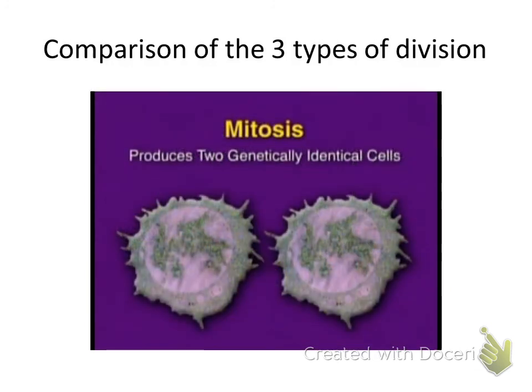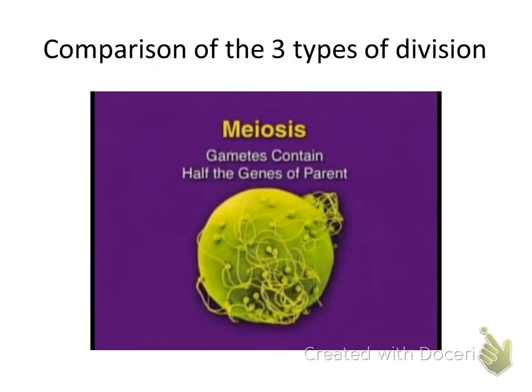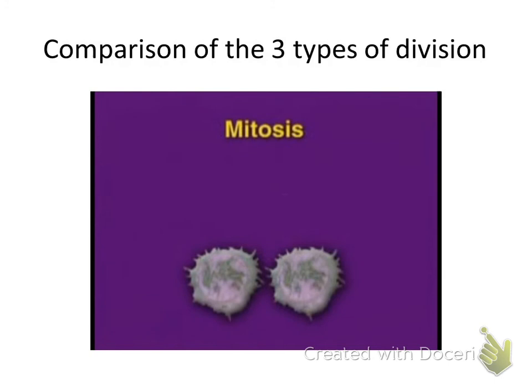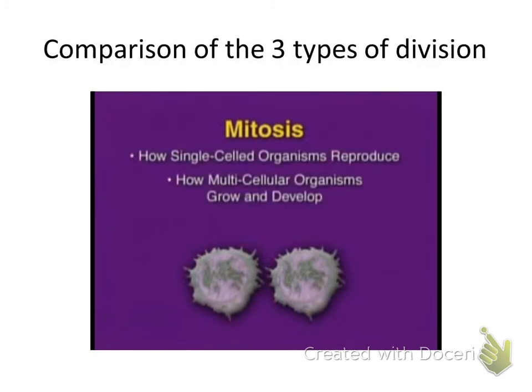Mitosis produces two genetically identical cells. Meiosis produces cells called gametes that contain one-half the genetic information of the original parent cell. Binary fission, like mitosis, also produces two genetically identical cells. Mitosis is the process through which single-celled eukaryotic organisms reproduce, multicellular organisms grow and develop, and new body cells are created.